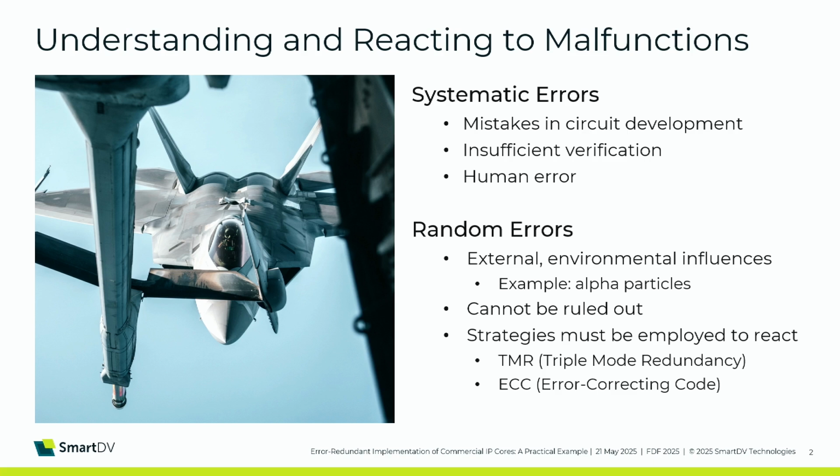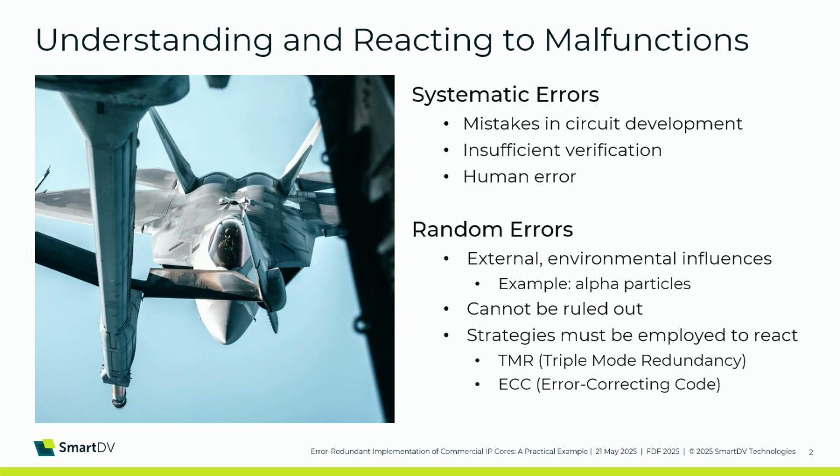In order to appropriately respond to the functional safety requirement, it firstly must be determined where the IP core will be deployed. Based on this information, it is possible to decide what kind of errors might occur in a system. Here we have to distinguish between systematic errors and random errors.